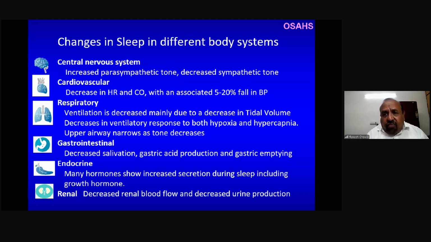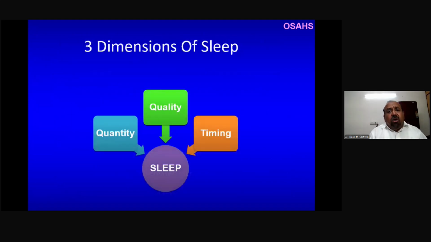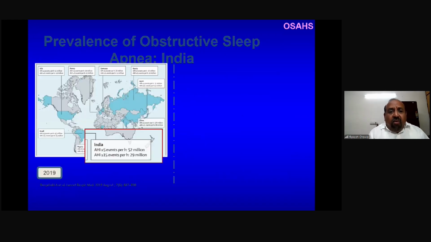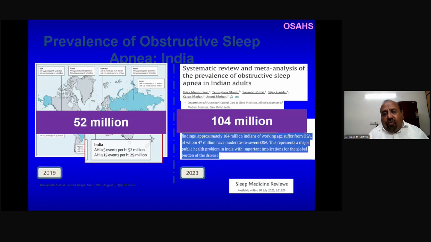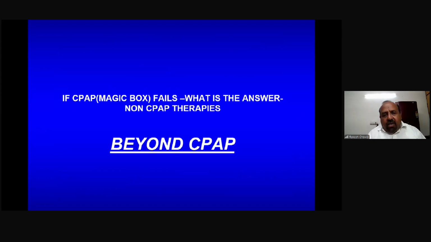Changes in sleep in different body systems: it helps you to rejuvenate the central nervous system, cardiovascular, respiratory, GI, endocrine. Quality, quantity, and timing are the dimensions of sleep. The numbers have risen from 52 to 104 million in 2003, and now it must be definitely 110 million or more. What if the CPAP magic box fails? What is the answer? It is non-CPAP therapy.